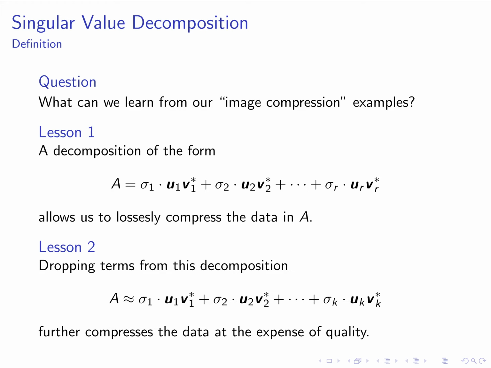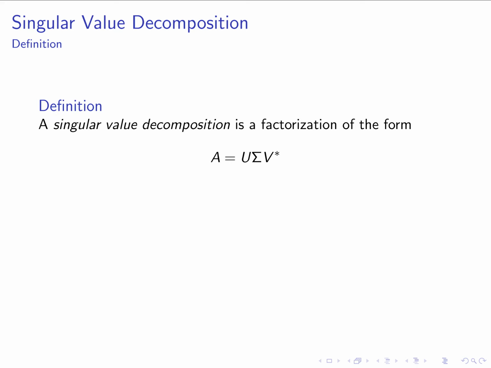And then a second lesson tells us that we could drop terms from this sum. So maybe if we went all the way out to r, we get an equality. But if I start dropping terms from this sum, I get not an equality anymore, but an approximation. So dropping terms from the decomposition further compresses the data, but this could come at the expense of quality. All of this motivation is designed to introduce us to the concept of singular value decomposition.